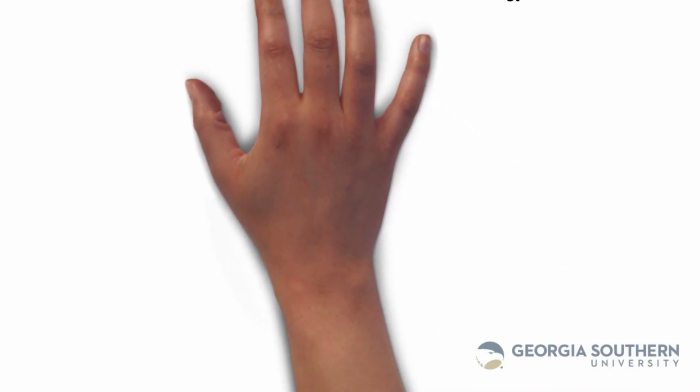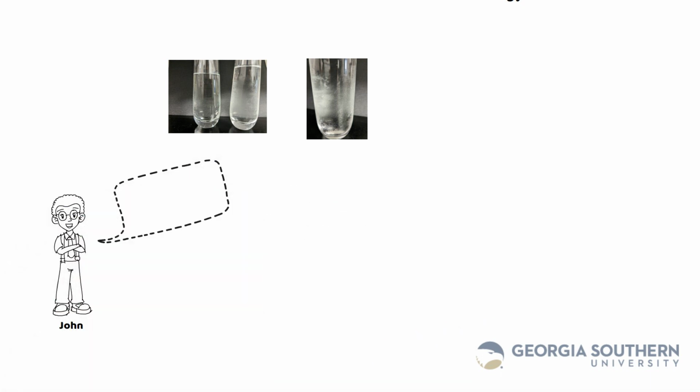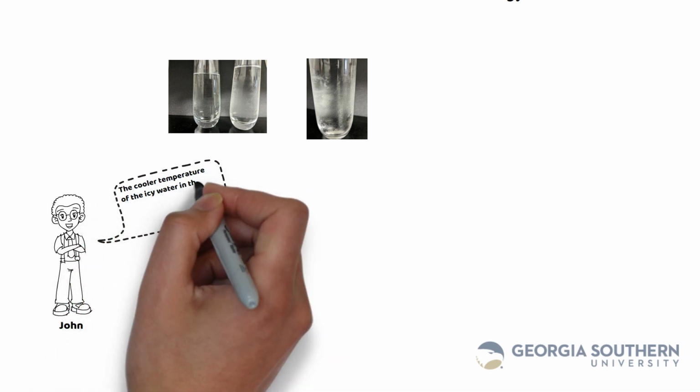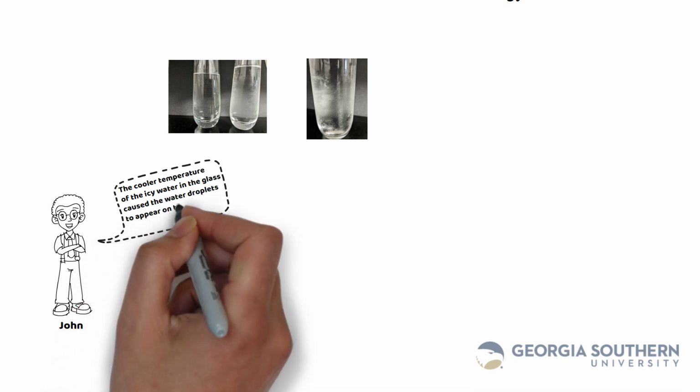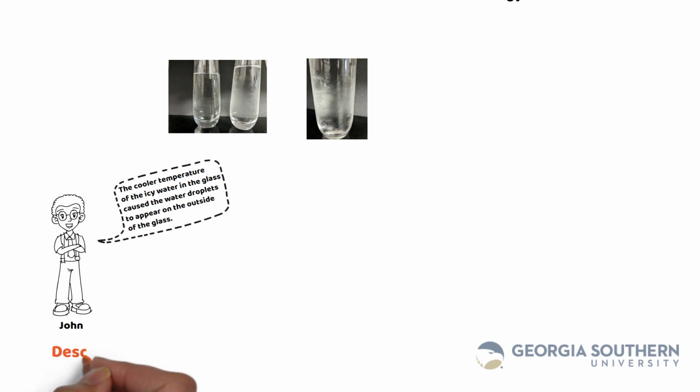Here's an example. Rick took a glass of ice water out of the fridge and put it on the table. After a few minutes, water droplets have formed on the outer surface of the glass. Where did the water droplets come from? John says, the cooler temperature of the icy water in the glass caused the water droplets to appear on the outside of the glass. John's answer describes what happened to the glass of water, not how and why it happened. John provides a description, not a causal explanation.